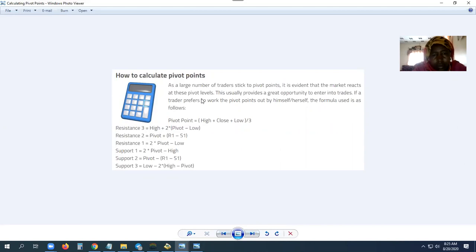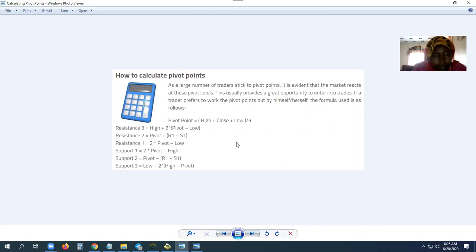In other words, you take the closing price, the high price, and the low price. You add all of those for the previous day. Then you divide that by 3.